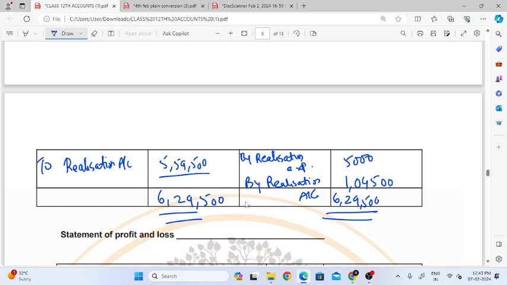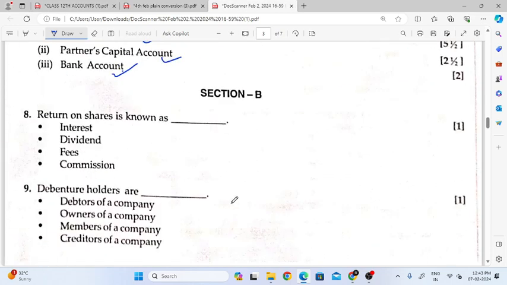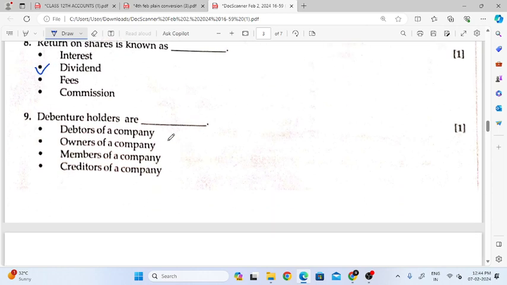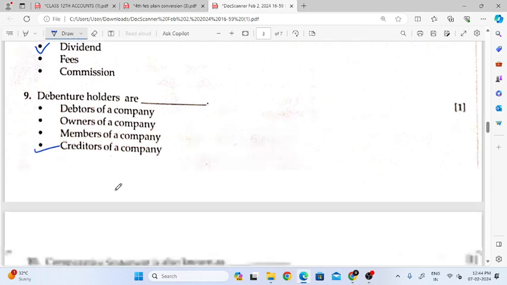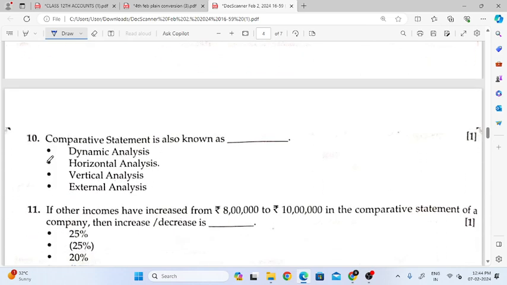Okay, then next question, section B. Return on shares is known as dividend. Then debenture holders are called the creditors of a company. Comparative statement is also known as horizontal analysis, and common size statement is called vertical analysis. These are the things you have to remember. Common size statement is known as vertical analysis.